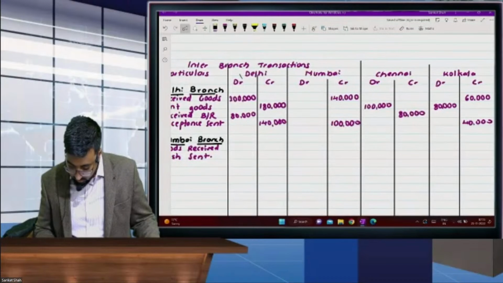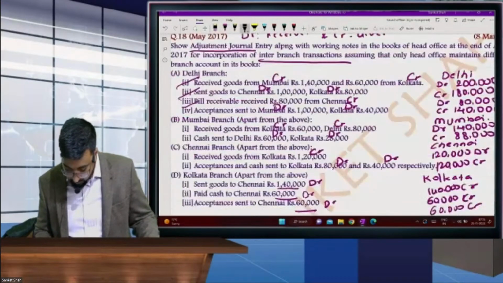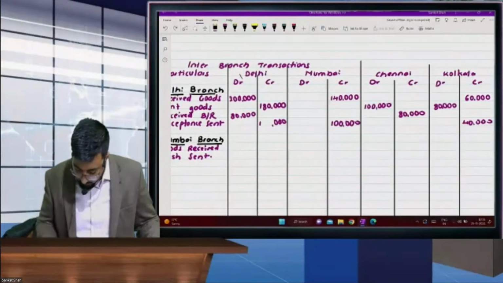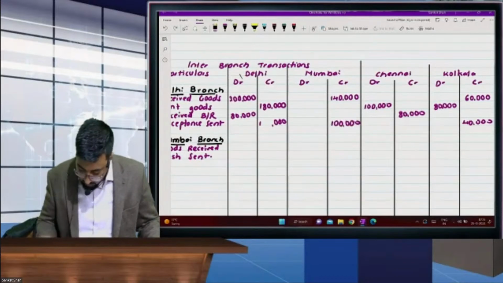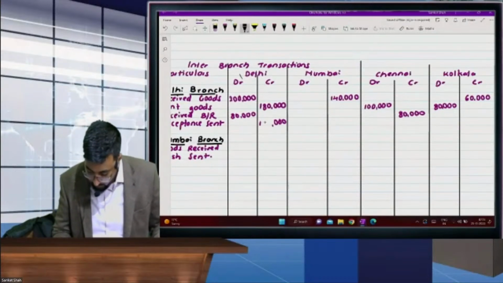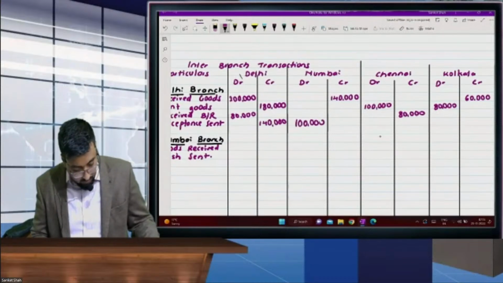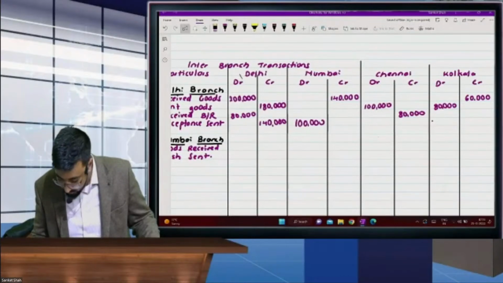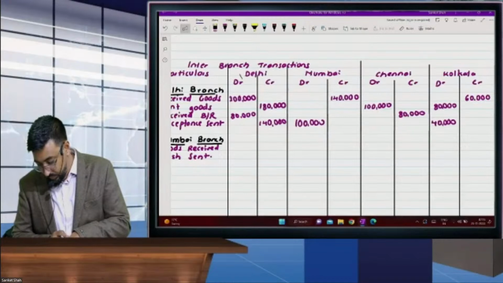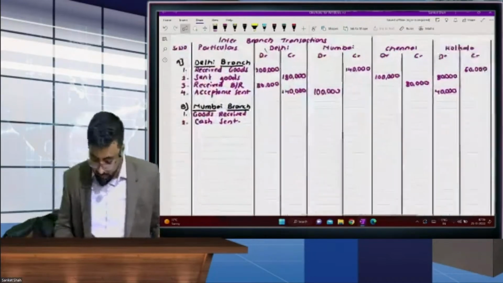Sorry. Mumbai ke debit mein tha, sorry. Last wala Mumbai ke debit mein tha. Mumbai 1 lakh debit. And Kolkata also 40,000 debit. Okay, I will do that afterwards.